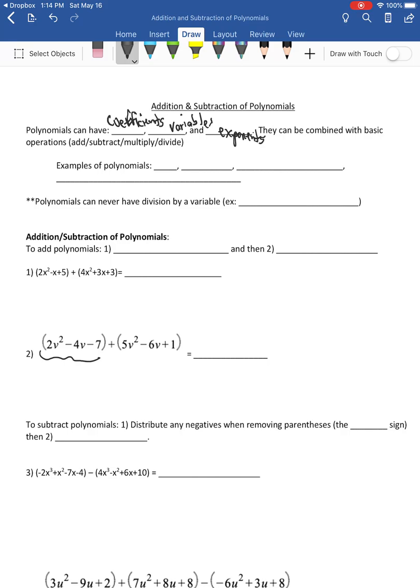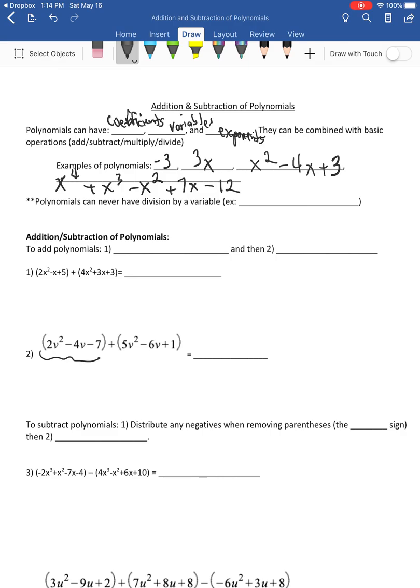Okay, and polynomials can be combined with basic operations, addition, subtraction, multiplication, division. Okay, so some examples of polynomials. Negative 3 is a polynomial. It's a constant. Okay, 3x is a polynomial. X squared minus 4x plus 3 is a polynomial. And then we could have really long polynomials like x to the 4th plus x to the 3rd minus x squared plus 7x minus 12.